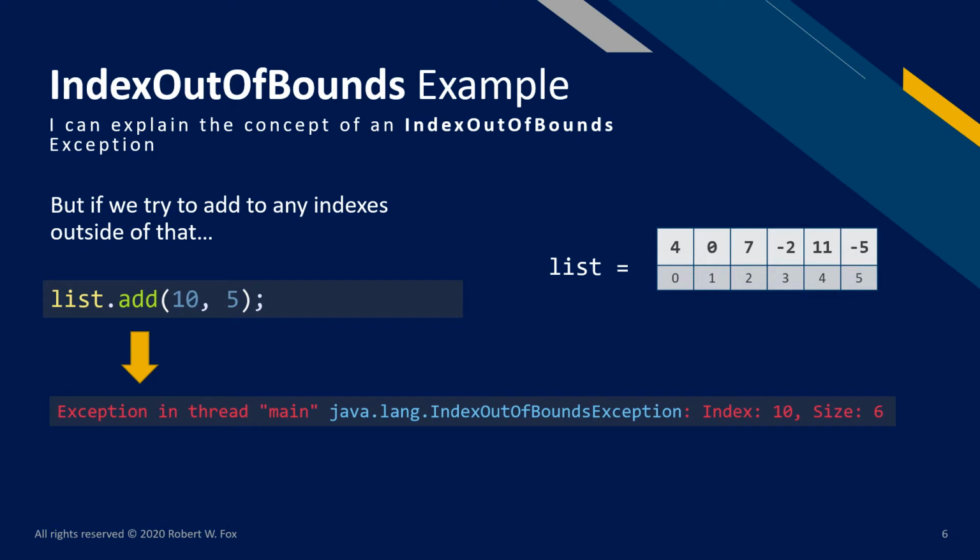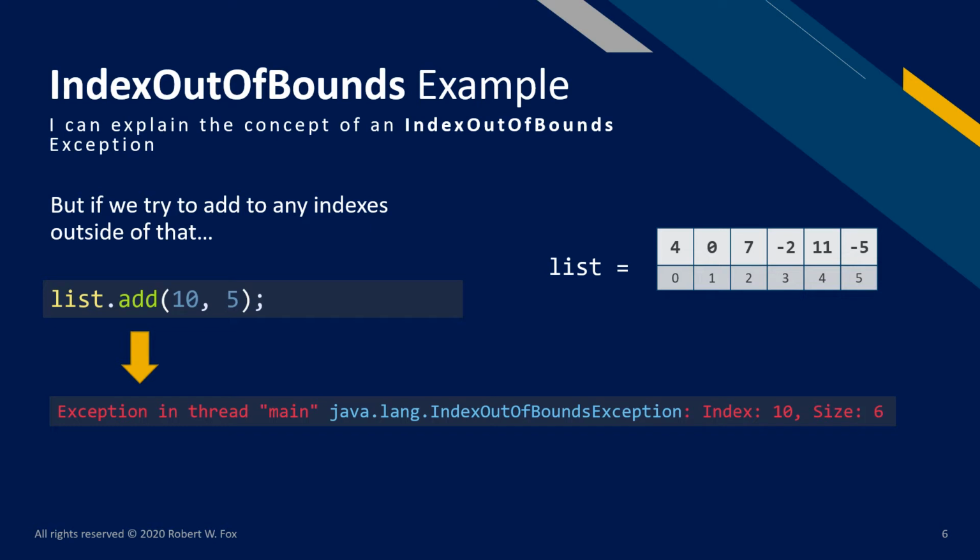However, if I try to access any index for adding outside of that range that we just saw, I'm going to have a problem. In this case, I'm trying to add the element 5 at index 10. And we can see that index 10 is well outside of the range of the array list. So I'm allowed to add between 0 and 5. I can even add to the very end at index 6, but index 10 is way out of range.